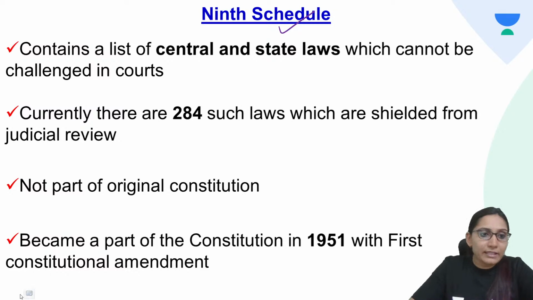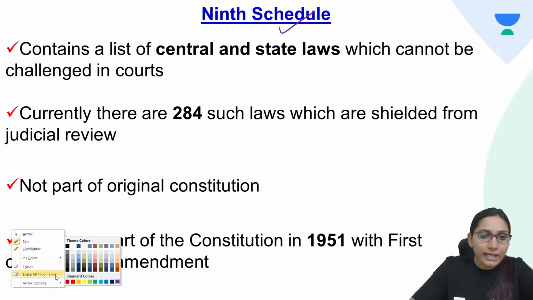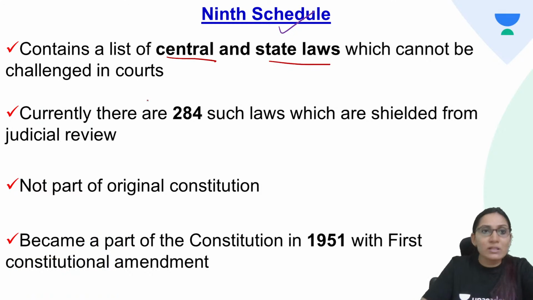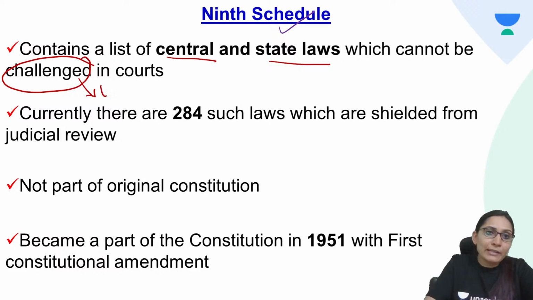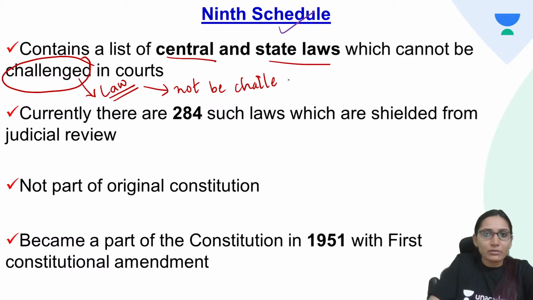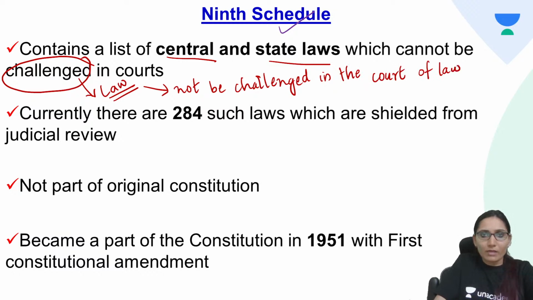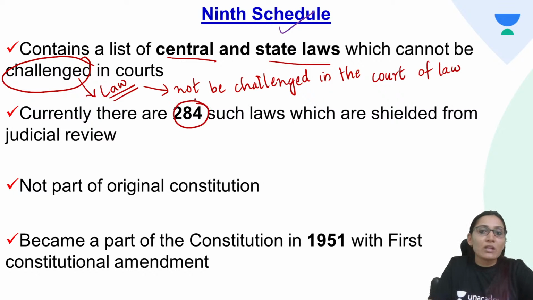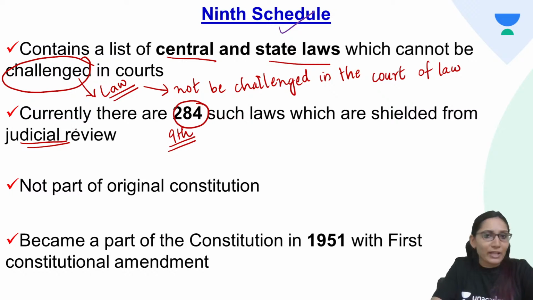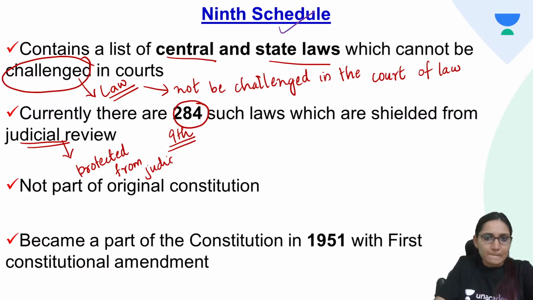The 9th schedule contains a list of central laws and state laws which cannot be challenged in the courts. If any law is put under the 9th schedule, this cannot be challenged in the court of law. Currently, 284 such laws are protected under the 9th schedule. That means they are shielded from judicial review. Shielded from judicial review means they are protected from judicial review.